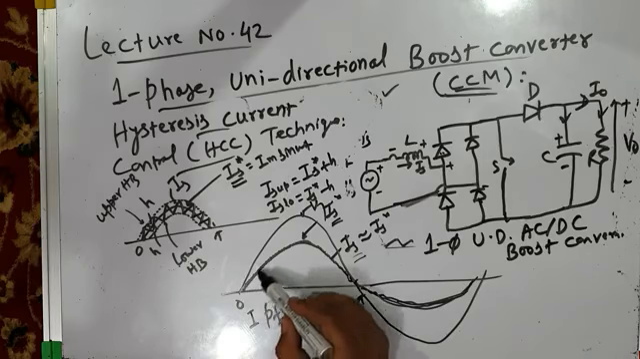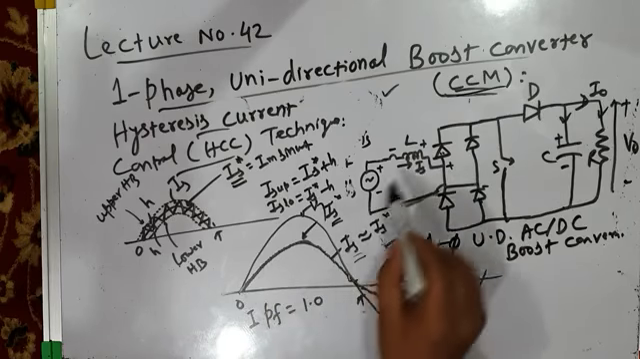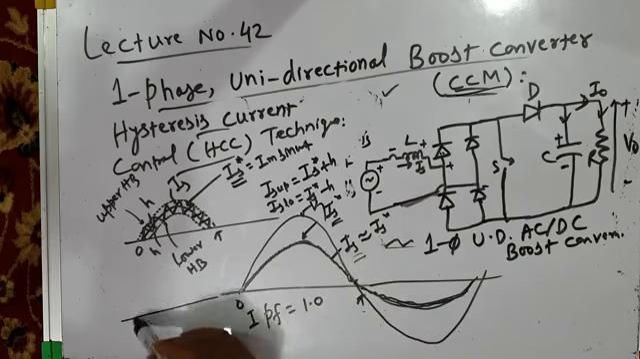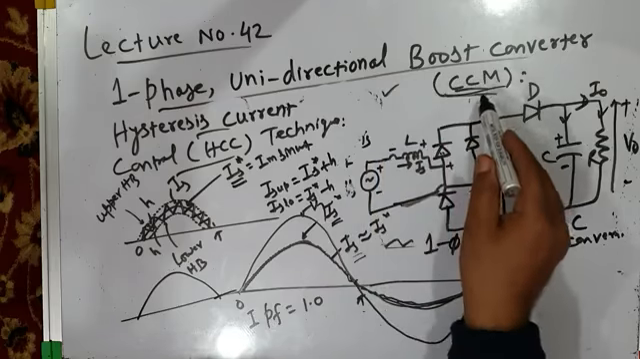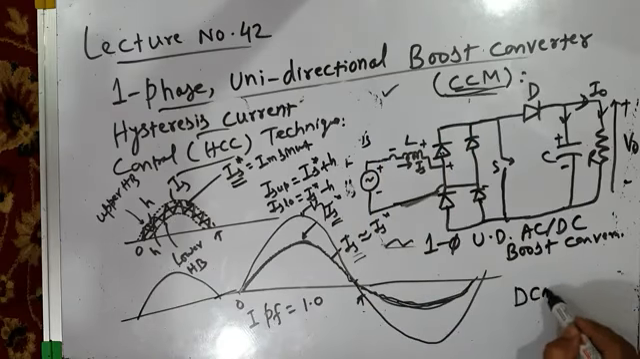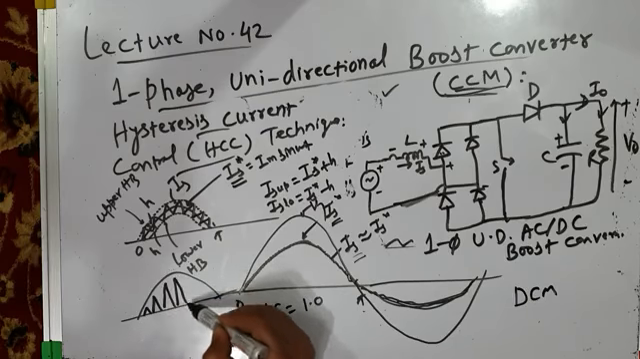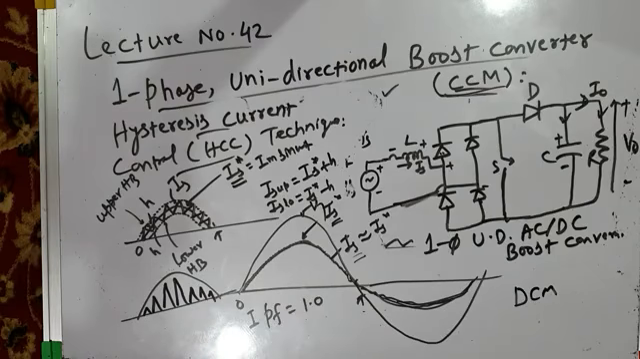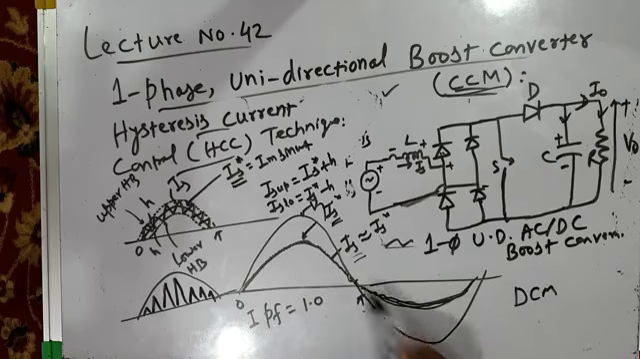Now, you can see here, why is it called continuous conduction mode of operation? Because your inductor current, which is also your source current, in the unidirectional boost converter that you studied in the last to last lecture, where the converter was operating in discontinuous conduction mode, the source current or inductor current was discontinuous. But here the current is continuous. It's not becoming zero at any point. It is very closely following the reference current and it is continuous. That's why it's called continuous conduction mode of operation.